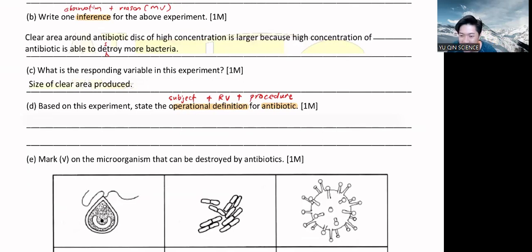That is so dangerous. So constant and responding variables must be measurable. No. Constant and responding are usually measurable. Manipulated is not measurable. Okay?